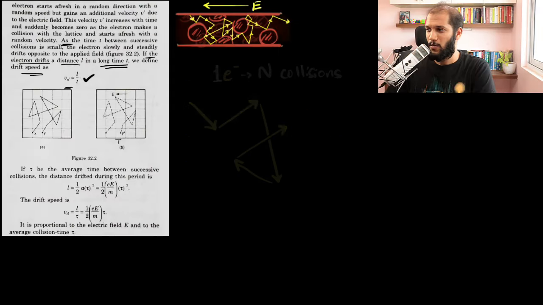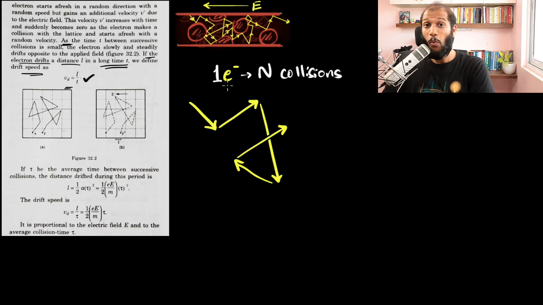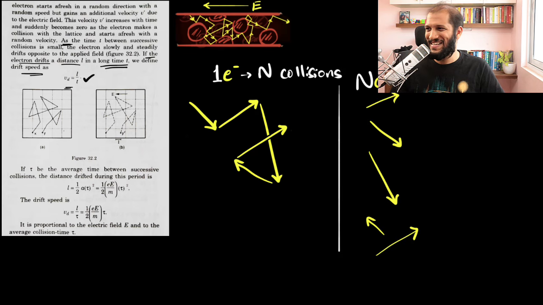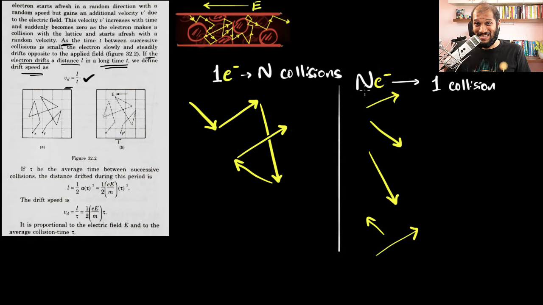Not necessarily. One way of averaging things out is you can take one electron and consider n collisions. So you can consider a billion collisions and then average it out over those billion collisions. Or you can take n electrons, like a billion electrons, and consider one collision for all of those billion electrons and then average it out over all those billion electrons. Both of them should give you the same result.